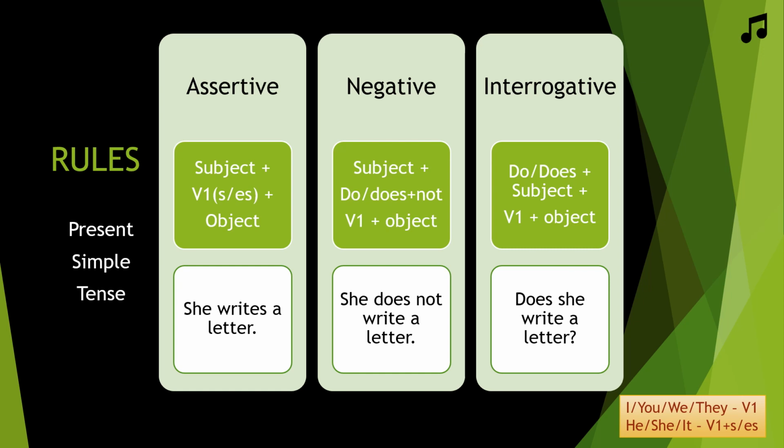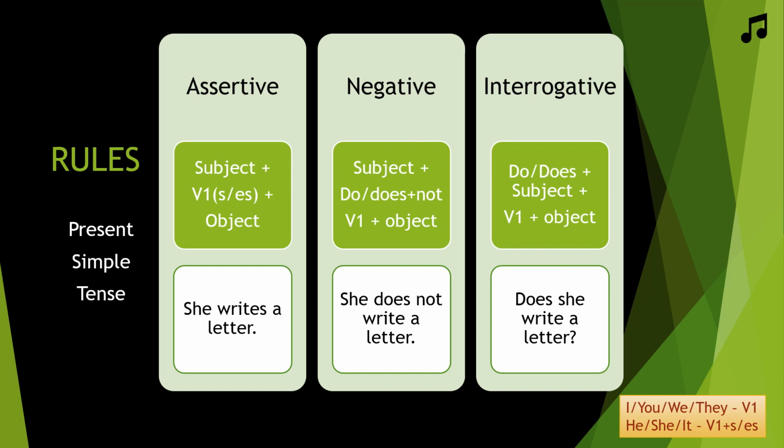Now see the same example in the negative form. We have used does not before the verb. So we use do or does not before the verb and then the object. She does not write a letter. Keep this in mind: when we use does in the sentence, then we do not use s with the verb.